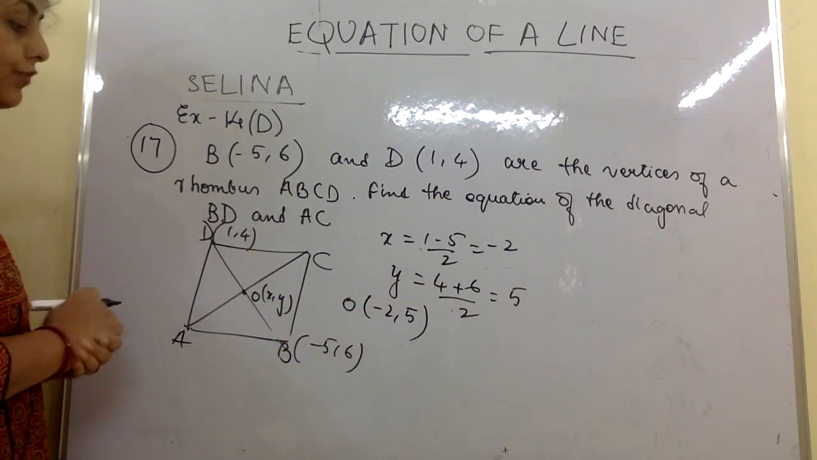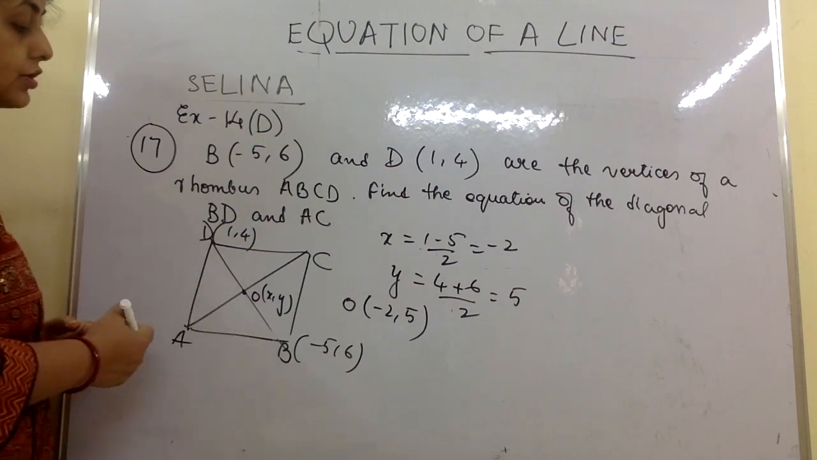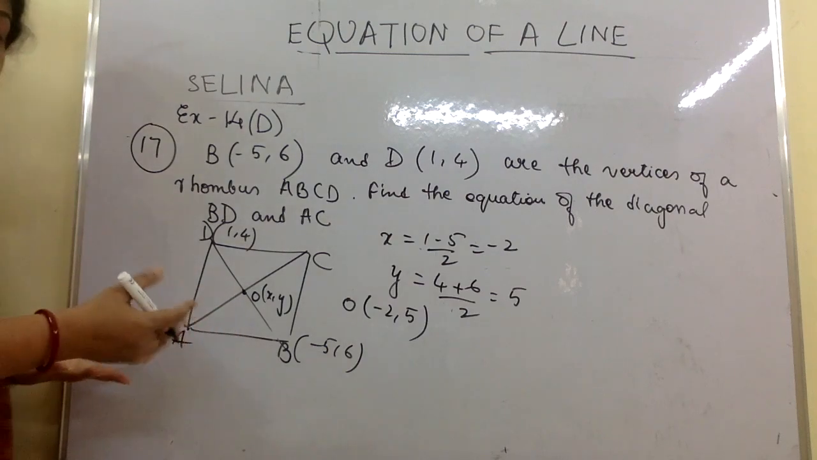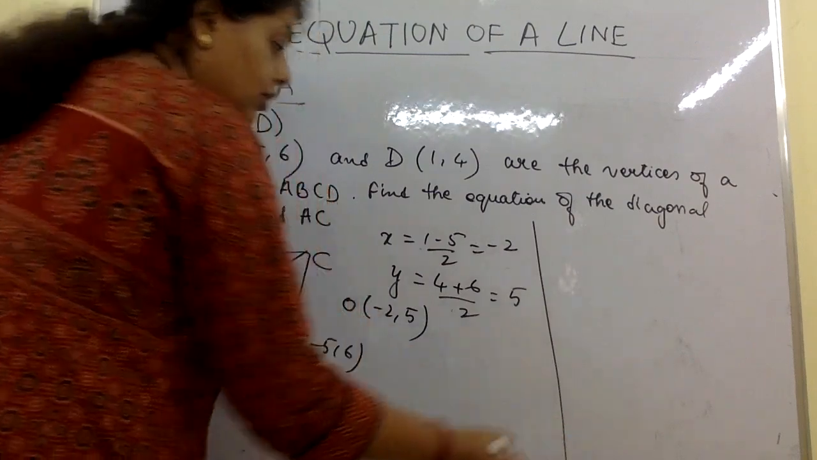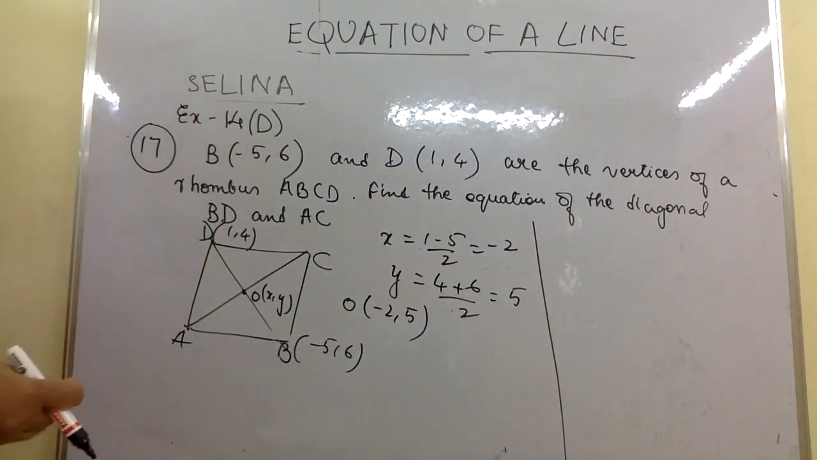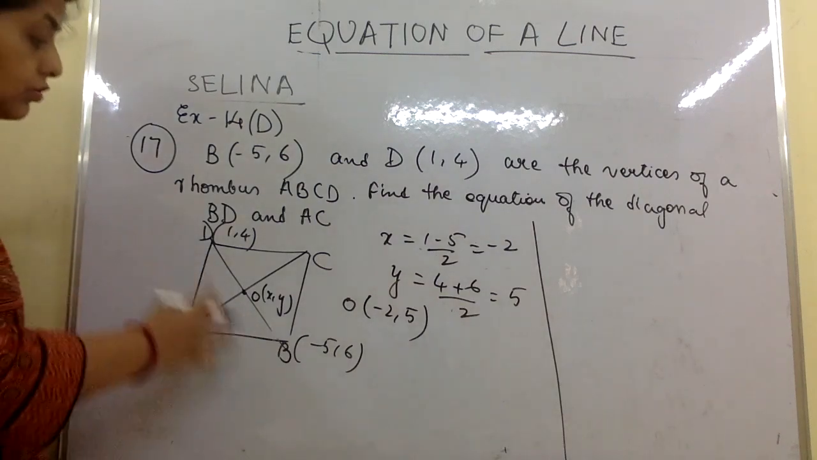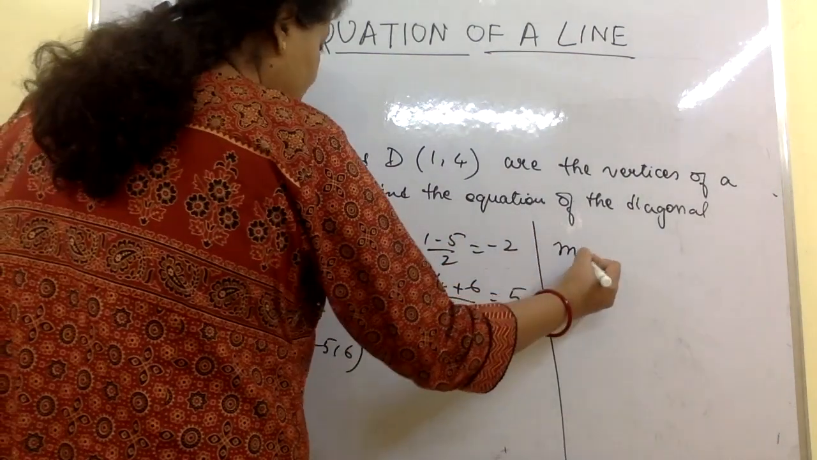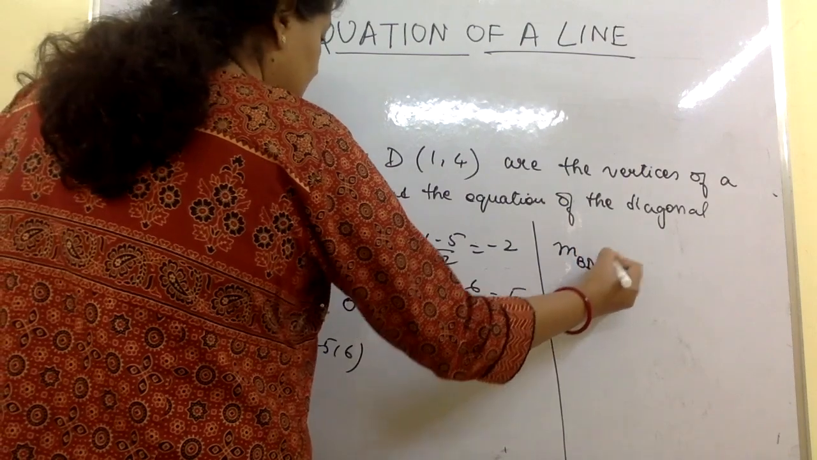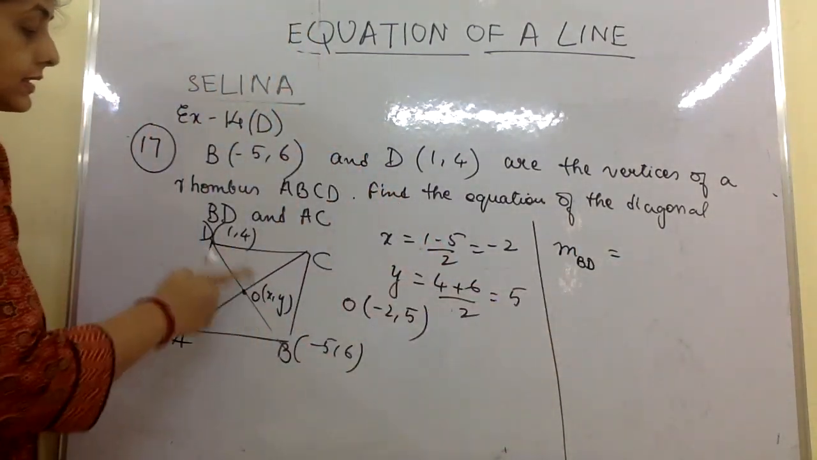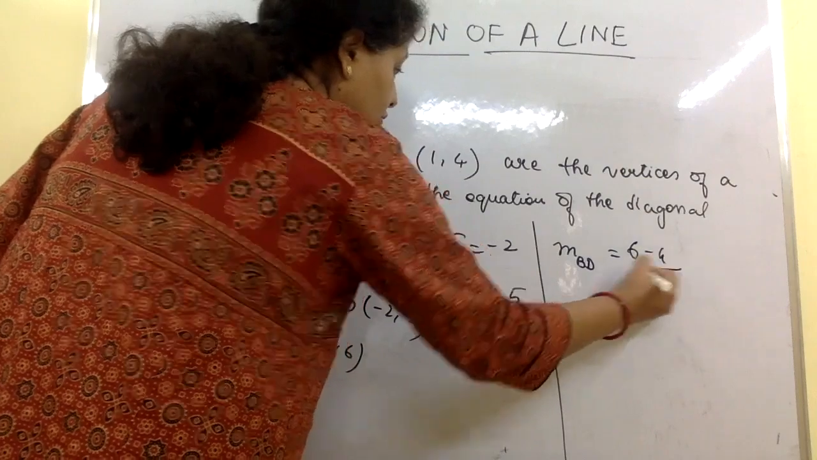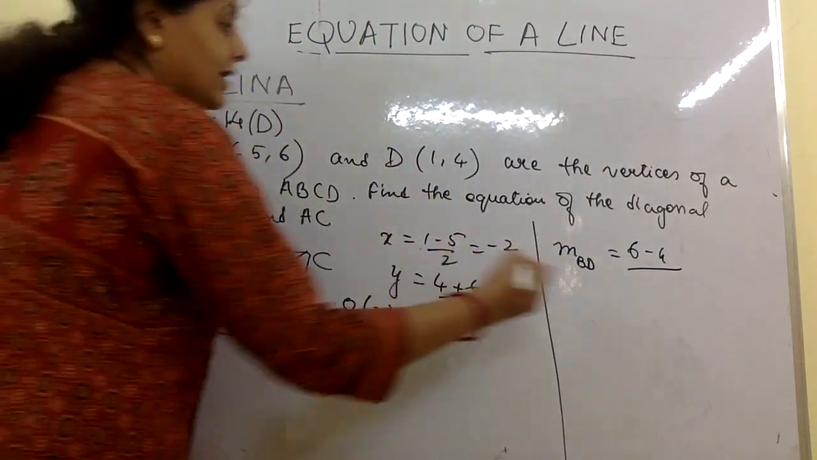Second thing is, I want to find the equation of this line. As I have told you, I use only one formula, which is y is equal to mx plus c. So if I use y is equal to mx plus c, I need the m. So the slope of this line, slope m of BD, let me write it like that, is 6 minus 4, y2 minus y1, over minus 5 minus 1.